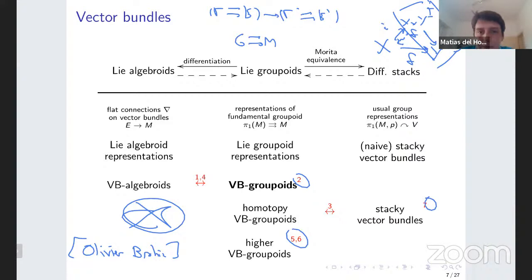And if you do this, sorry, just the last little thing. If you do this for a quasi-symplectic groupoid, so for the source map of a quasi-symplectic structure on the groupoid, can you get a quasi-Poisson structure? I'm not sure.